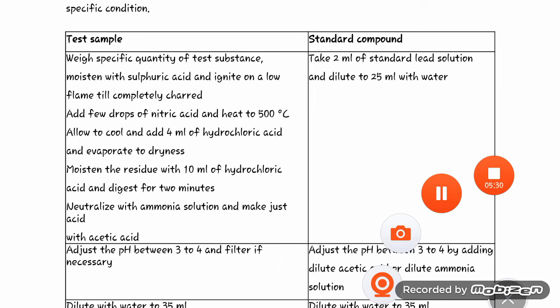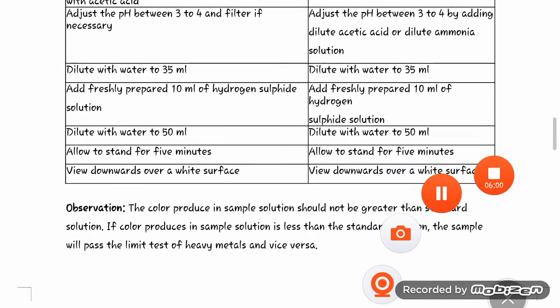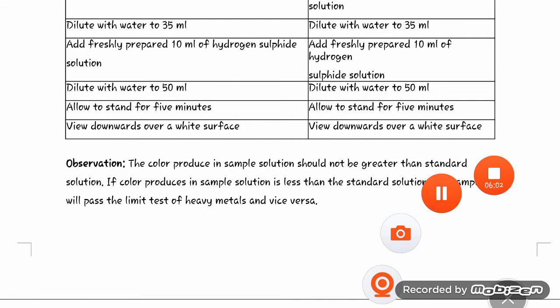Neutralize with ammonia solution and make just acidic with the acetic acid. Next, adjust the pH as we have adjusted in the previous method to 3 to 4. Then dilute it with water up to 35 ml. Add freshly prepared 10 ml of the hydrogen sulfide. Then dilute it up to 50 ml. Then allow to stand for 5 minutes. Then see the white surface on the downside.